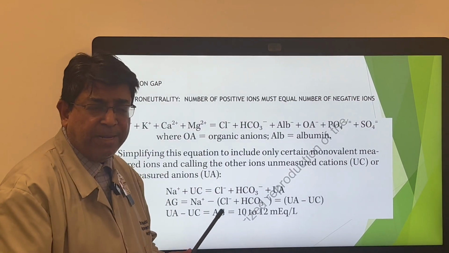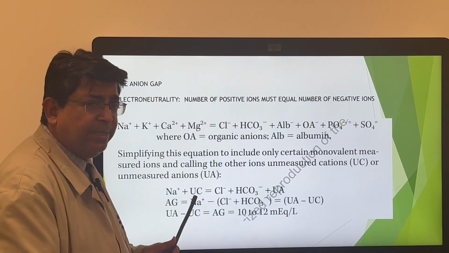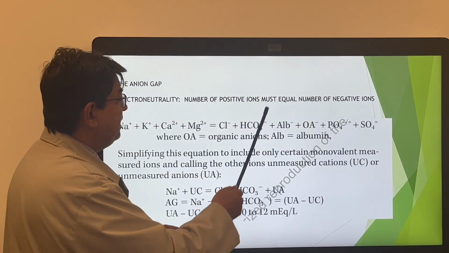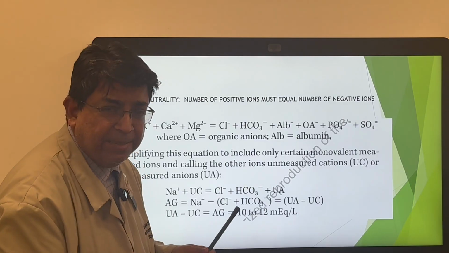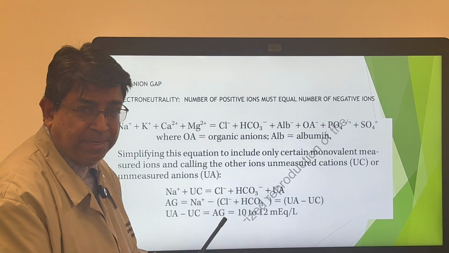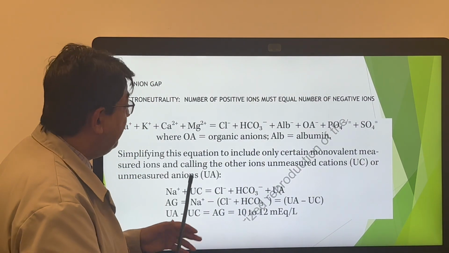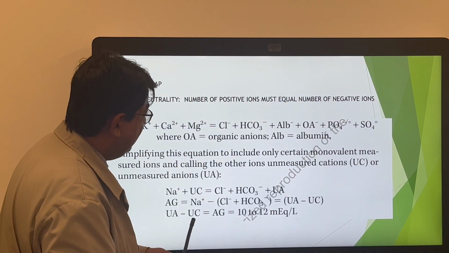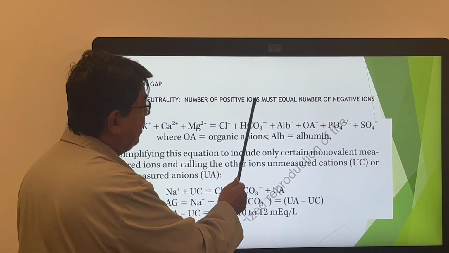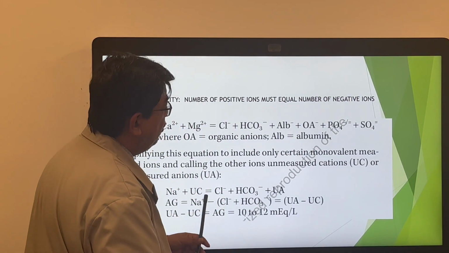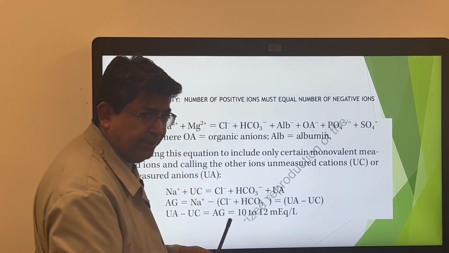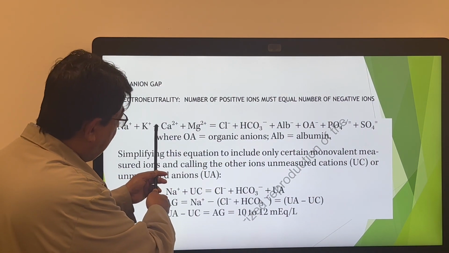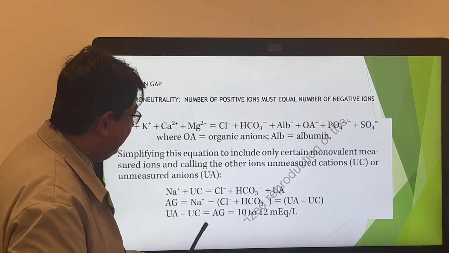Now we should talk about anion gap. The most important thing to remember is that the number of positive ions must equal the number of negative ions. That's basically the science behind the anion gap. So in a typical setting, you're going to have sodium, potassium, calcium, magnesium, and then on the negative side, you can have chloride, bicarb, albumin, organic anions, phosphates, and sulfates. So the positive ions should equal the negative ions.